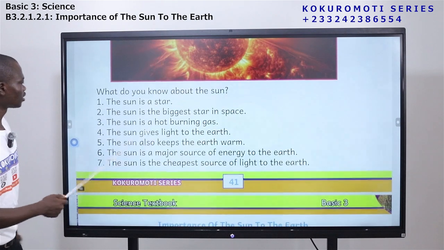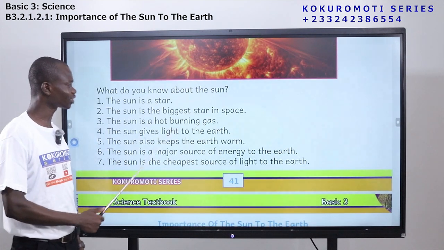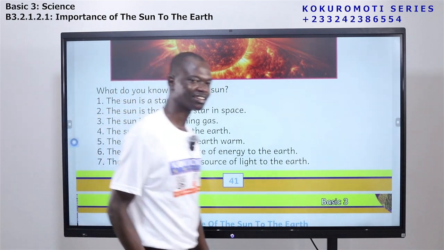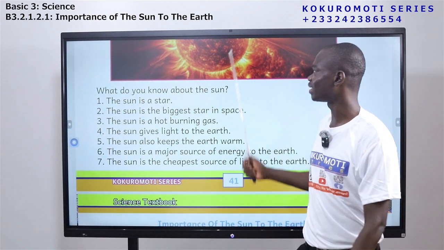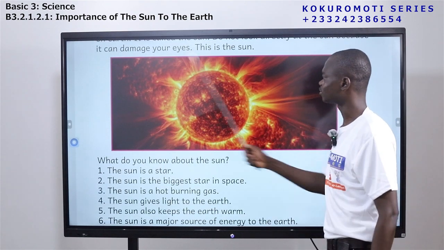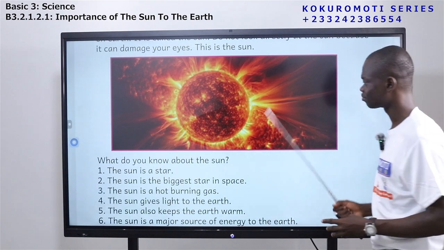Okay. The next one is that the sun is a hot burning gas. That tells you that the sun burns. This you see around it. It is burning like a gas.